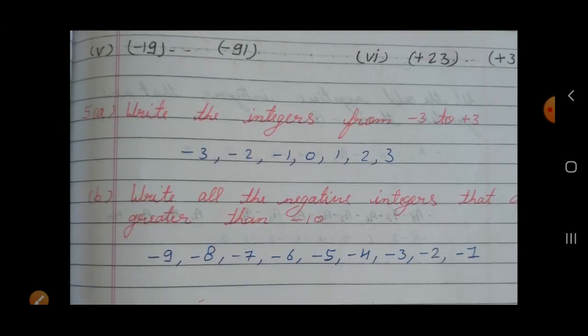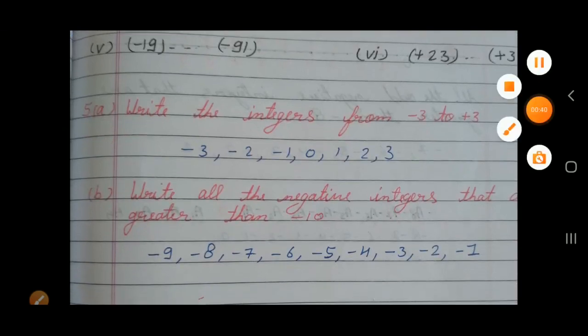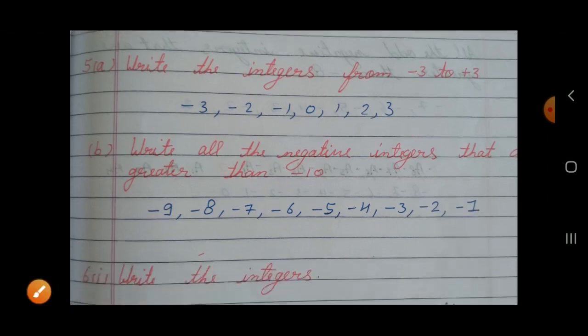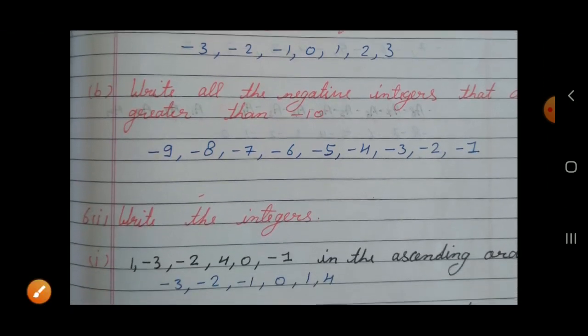Come to question number 5. Write the integers from minus 3 to plus 3. We have to start from minus 3: minus 3, minus 2, minus 1, 0, plus 1, plus 2, plus 3. These are the required integers between minus 3 and plus 3. Come to the next one.